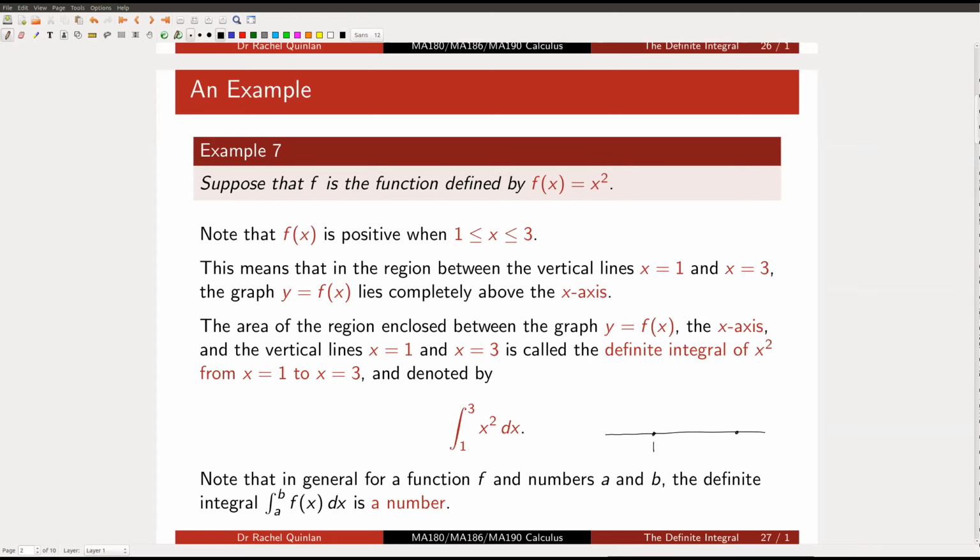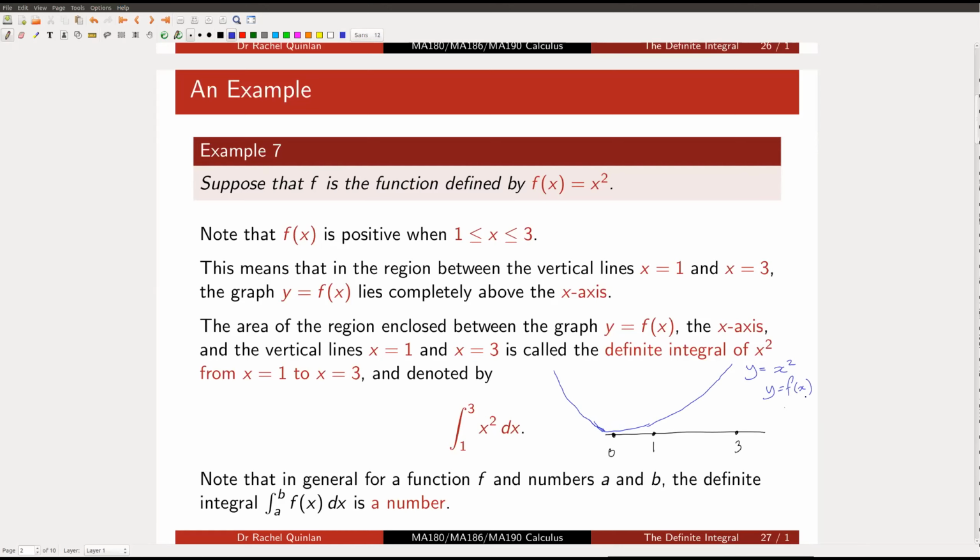Here's 1, here's 3, here's 0. And the graph of y equals x squared, of course, is a parabola which passes through the origin, and it has the basic shape, sort of like this. Okay, this is not going to be a great picture, but maybe it's plausible enough. So this is the curve y equals x squared, which is the graph y equals f of x. Okay, that's what our picture looks like.